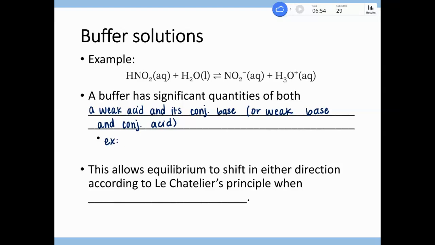So both must be added by the person preparing the buffer solution. Just adding the acid doesn't produce enough of both the acid and the base. So an example would be if both HNO2 and NO2 minus are added to solution.